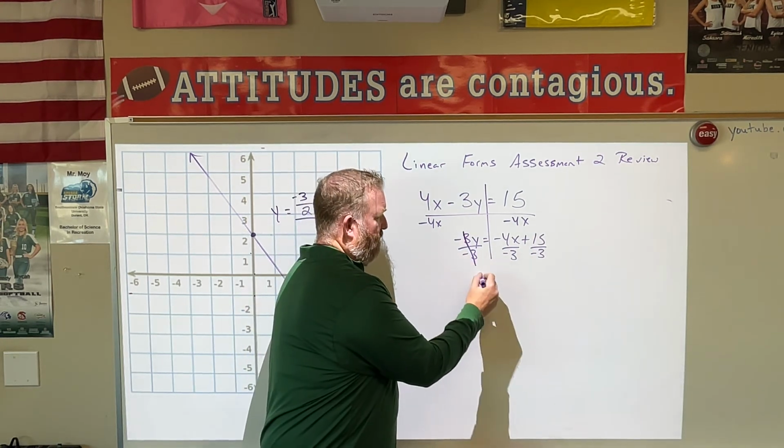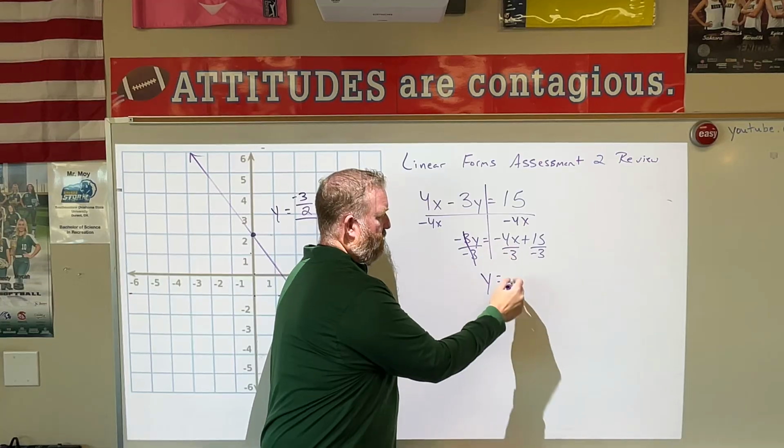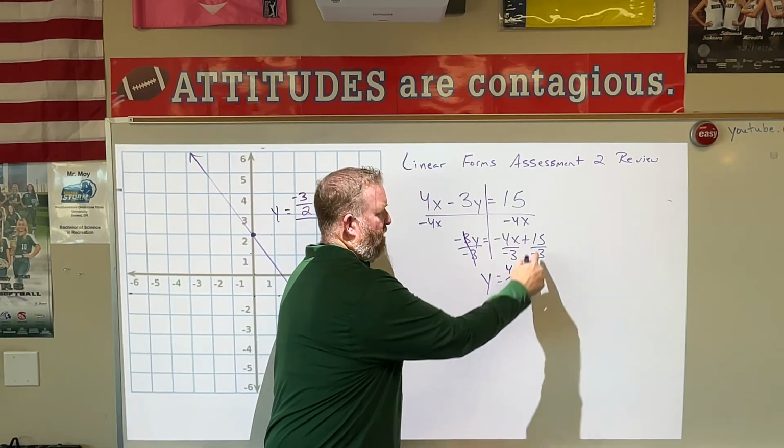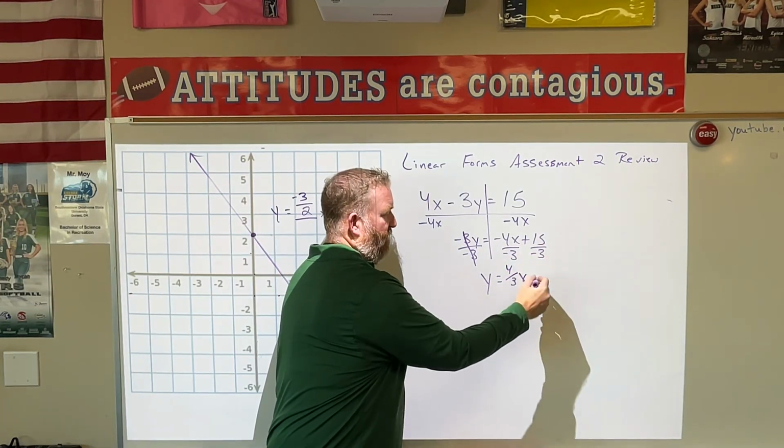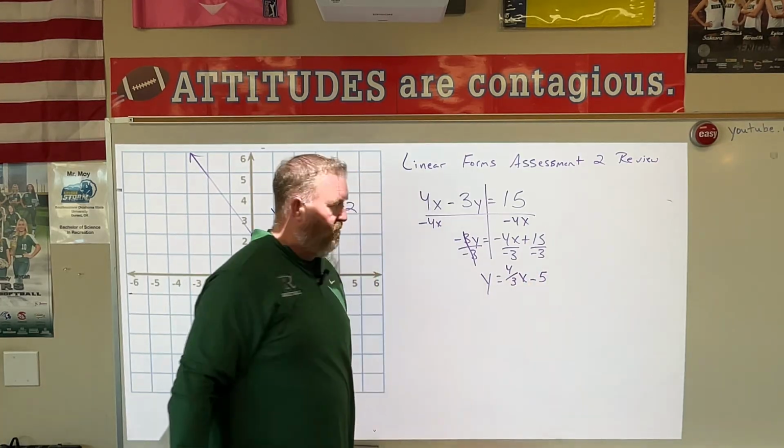I finish. y equals. What did 2 negatives make? Positive 4/3 x, and then 15 divided by negative 3 is what? Negative 5. Okay, we good?